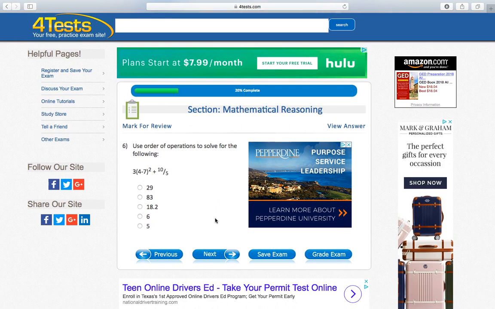Okay, order of operations. So for the order of operations, we're doing PEMDAS, right? PEMDAS stands for parentheses, exponents, multiply, divide, add, subtract. That's just the order in which you go about solving this, and you have to know PEMDAS. Order of operations is definitely going to show up on the test. Anytime we see order of operations, it means PEMDAS. Okay, so parentheses first. 4 minus 7 is -3. So then we would rewrite it as 3 times -3 squared plus 10 divided by 5.